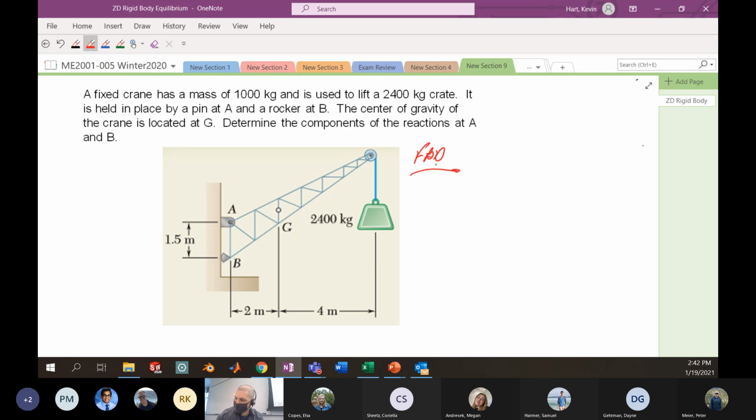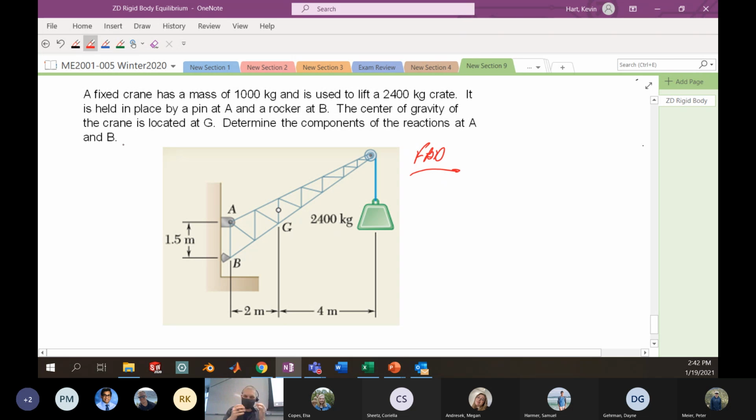Okay, so the idea here is that we've got this crane. It's lifting up some load. It's got some weight itself. And we're interested in determining what's going on at point A and what's going on at point B. It's specifically asking me the components of the reactions at A and B. So what are the reaction forces at A and B is what it's asking me.